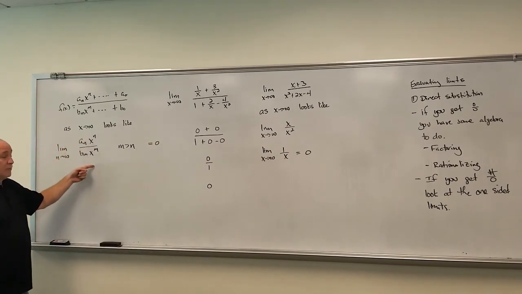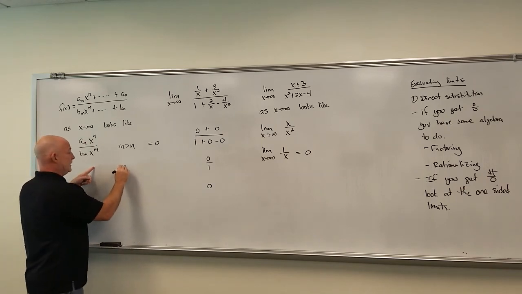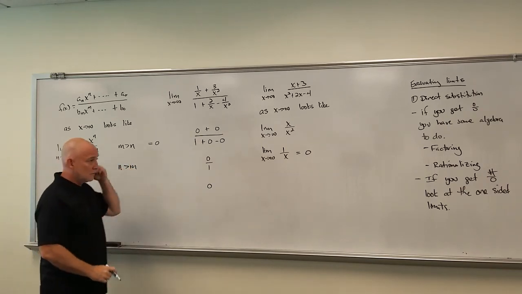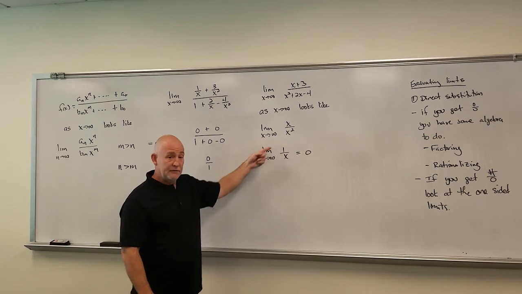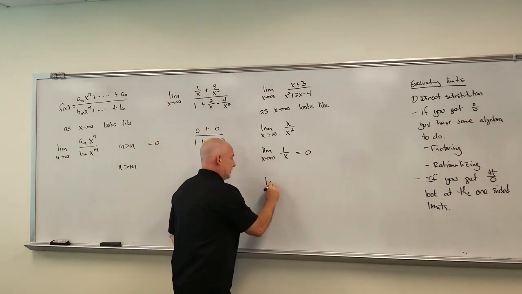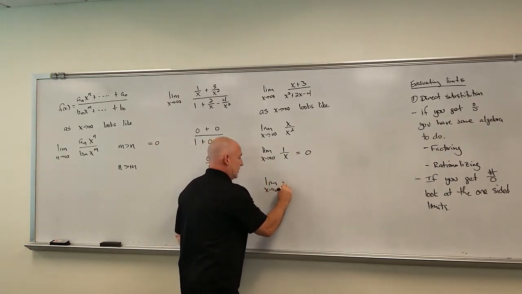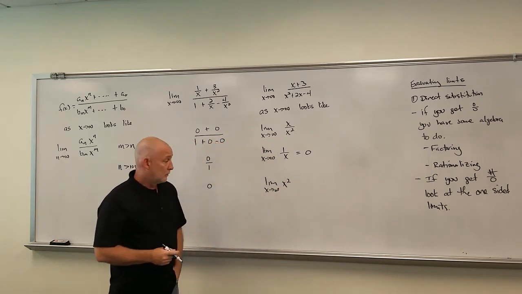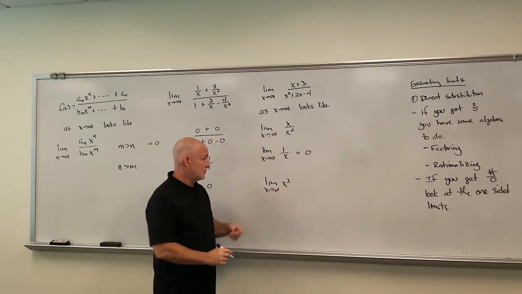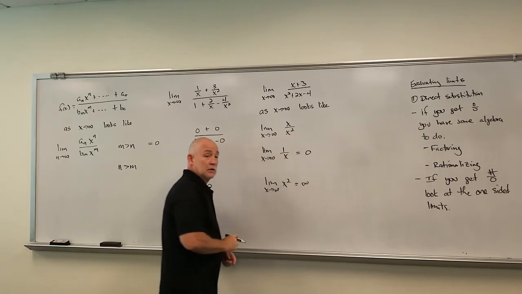If the top is bigger than the bottom, if n is bigger than m, well, that means what? We'd have x's left on the top, so it would be kind of like this. We'd have like the limit as x goes to infinity of x squared. Well, of course, if x is going to infinity, x squared would also be going to infinity.